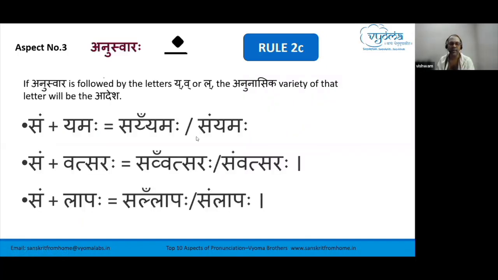So what happens when these three letters ya, va, la come? We saw Anuswara with vyanjanas. We saw Anuswara with vargiya vyanjanas. And now we are seeing Anuswara with ya, va, la. These three letters become a nasal ya, nasal va, nasal la with a small doubling effect. For example, sam plus yamaha can be chanted optionally as sanyamaha or samyamaha.